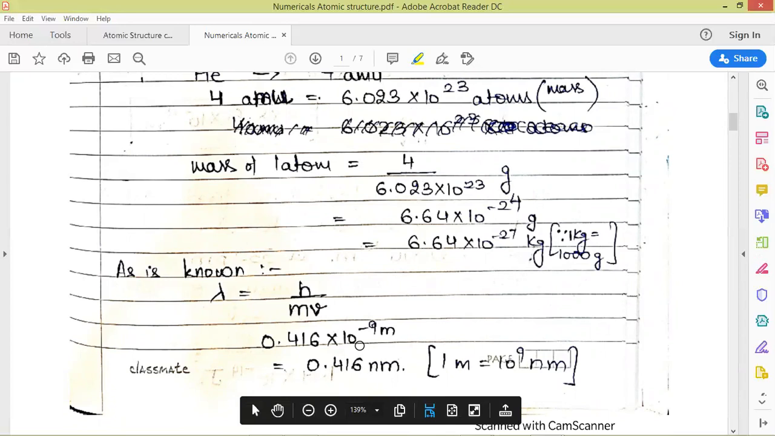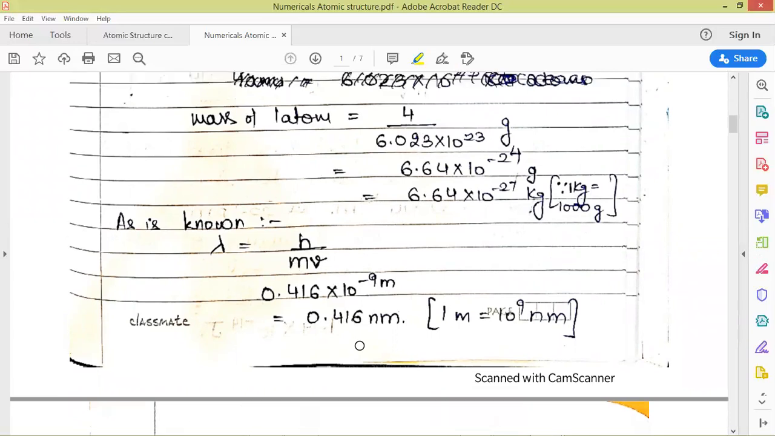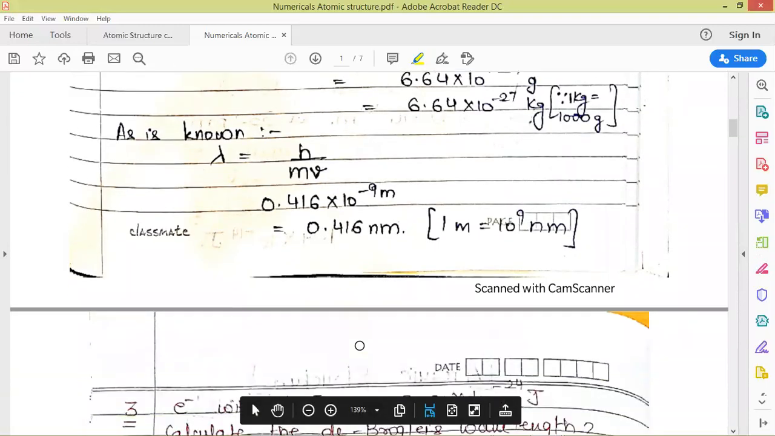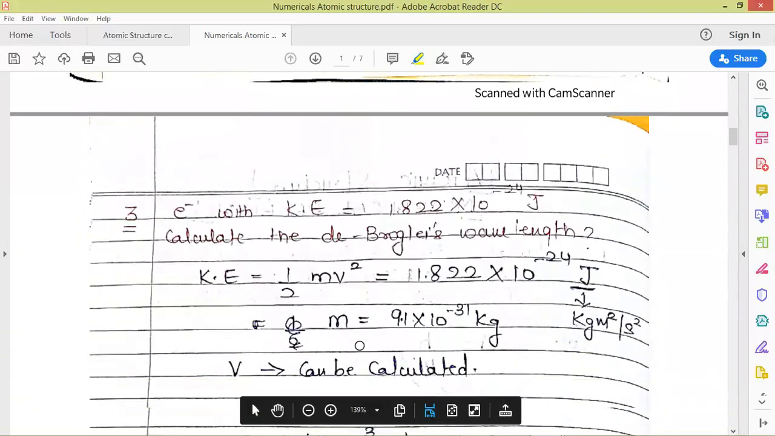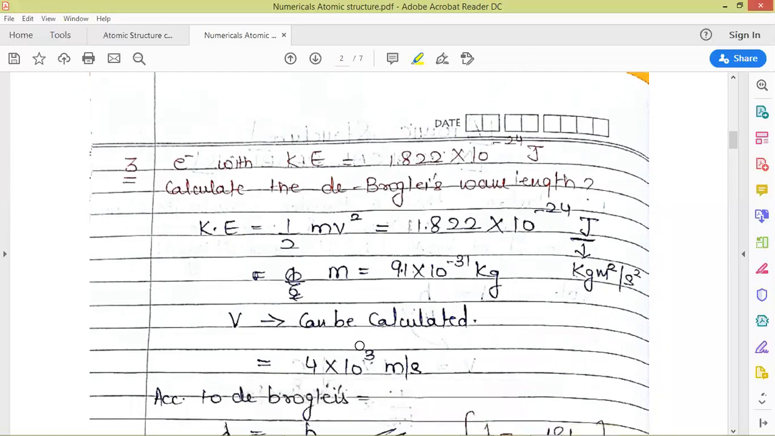These conversions you must know: 10 raised to power minus 9 we can write as nanometer, 10 raised to power minus 12 we can write as picometer, 10 raised to power minus 10 is angstrom. These are the conversions which you must know from your plus 1 plus 2 part.